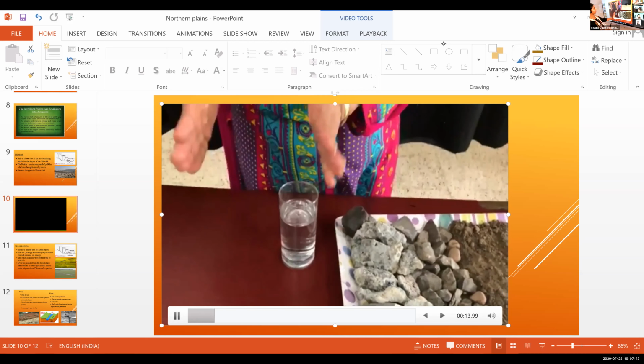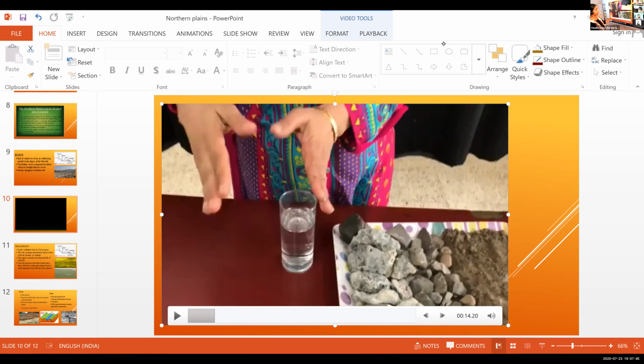Just imagine where she placed a glass of water. Imagine this is a mountain range. Rivers originate from these mountain ranges. This is a mountain range, and here we have another mountain range. Rivers originate from this mountain range.